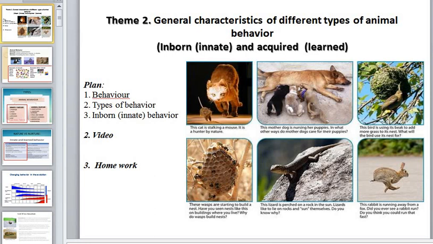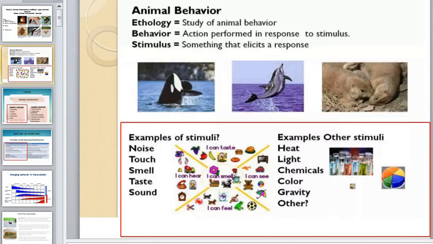Hello everyone who studies ethology with us. Today we have the second topic, general characteristics of the different types of animal behavior. Today we will talk about inborn, innate behavior, and in the next class we will talk about learned behavior.